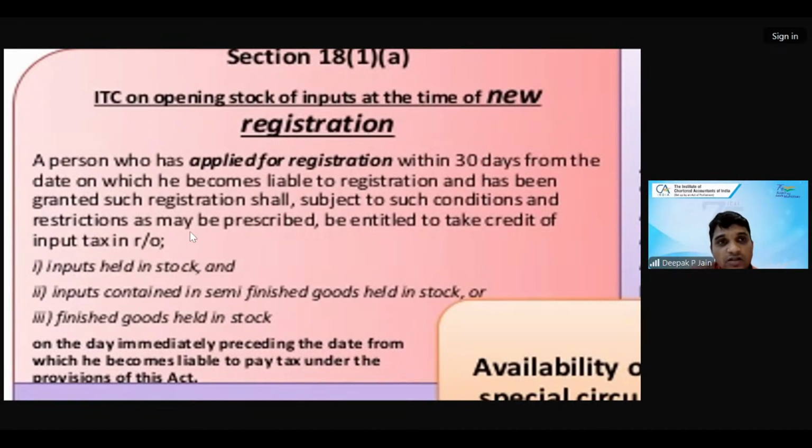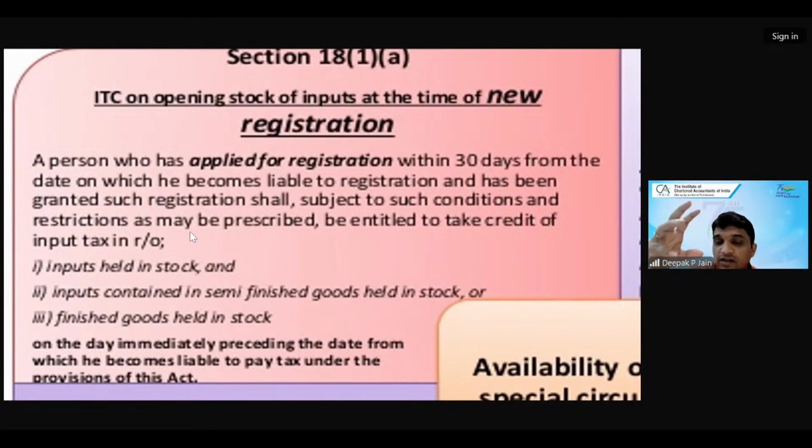Now, on that stock, GST he has paid. Has he claimed the credit? No, he didn't claim the credit because he was not registered. But once he is registered, he will claim the credit on such stock on the basis of invoices, because the supplier will give him invoices with GST. Now he can claim credit on that closing stock, which is the opening stock for me. The closing stock before the date of registration is the opening stock as on the date of registration.